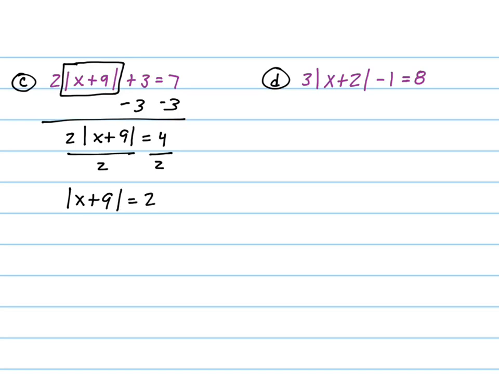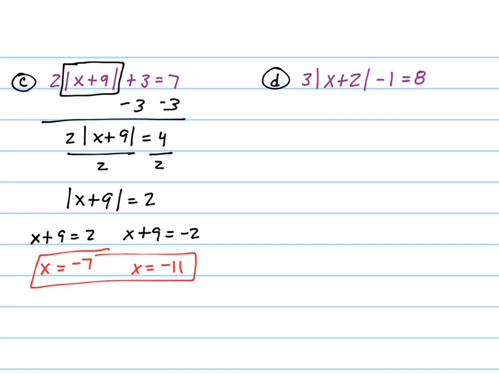Now I'm going to separate this into my two quantities. So x plus 9 equals 2. X plus 9 equals negative 2. Now I'm going to go ahead and solve. So I'm going to subtract 9 from this side. So x equals negative 7. Here I'll subtract 9 as well. X equals negative 11. These are my two solutions. Once again, I could put my number line down there and plot my points, but to save time, I'm going to go ahead and jump to example D.